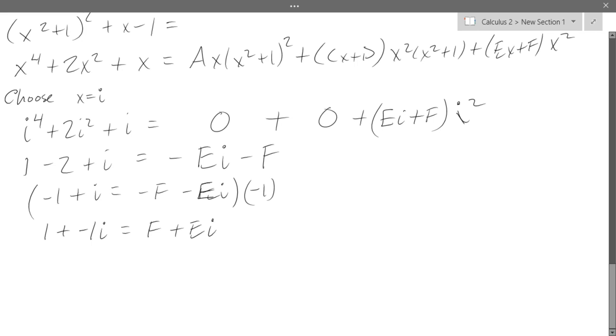There's just two constants, an F and an E. I have to have one real part and a negative 1 imaginary part. I'm basically matching coefficients. It's a little weird, so I'm matching coefficients of I, which is not a variable, but I'm just matching coefficients here. So F equals 1, E equals negative 1. Any questions on that? So we just match coefficients.